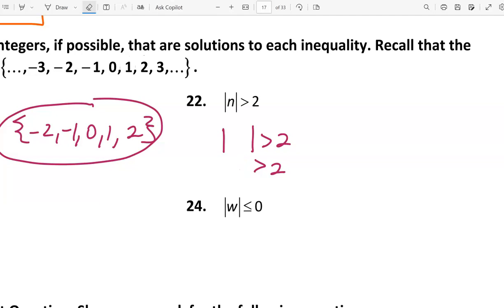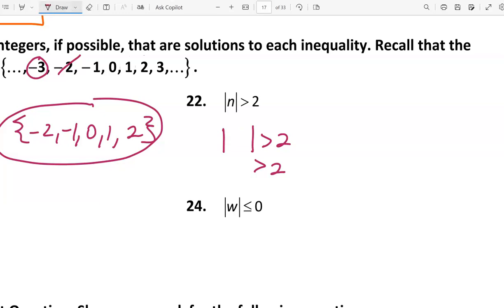What if we changed it to -3? 3 is greater than 2. That one works. So I'm going to circle the -3. And then let's change it again. Let's change it to -2. That gives us 2 is greater than 2. That's not good.